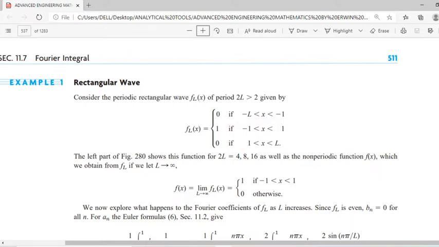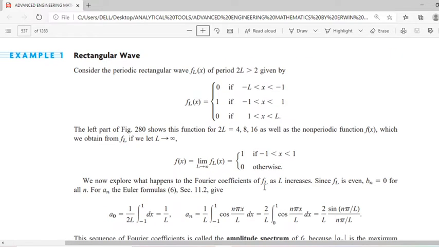We can write like this because from minus infinity to minus 1 it will be 0, minus 1 to 1 it will be 1, and 1 to infinity it will be 0. So we can just write f of x equal to the limit as L tends to infinity of fL of x: 1 if minus 1 less than x less than 1, and 0 otherwise. You need not write all the other regions. There are two regions, before minus 1 and after 1, so instead we can write just 0 otherwise. So what is the Fourier series of this f of x, the limit of this function?